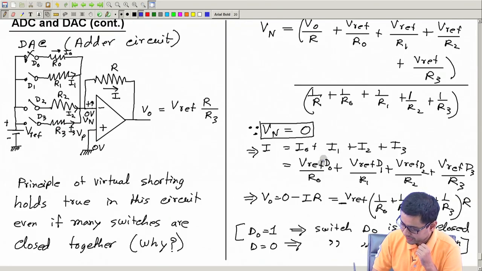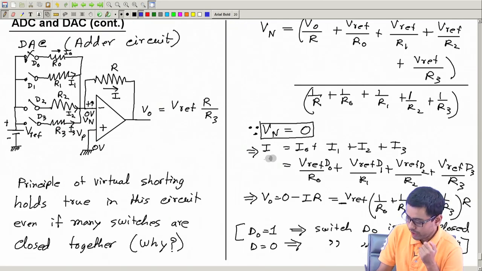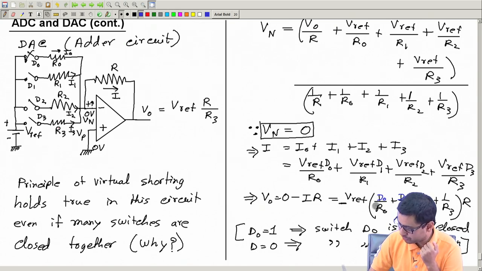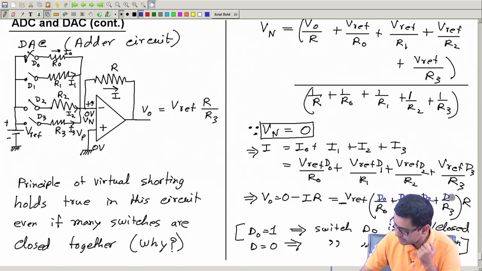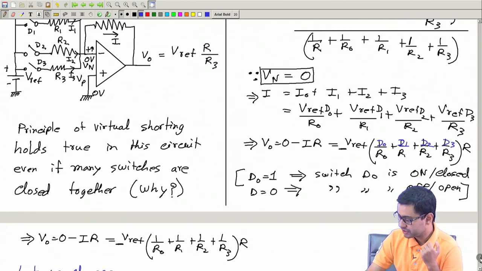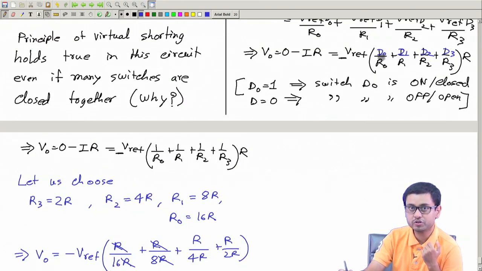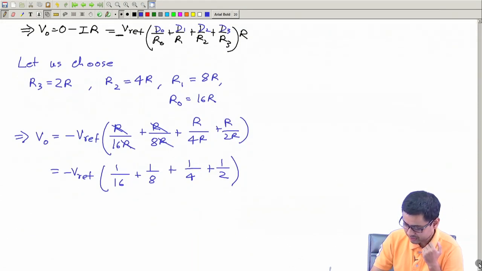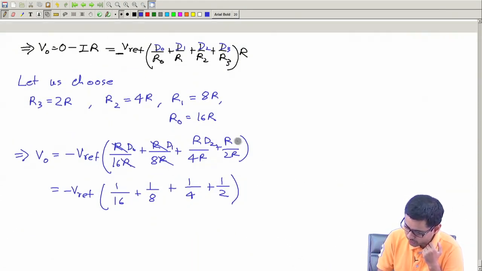The mistake is that when I multiplied D0, D1 etc. to actually indicate whether the currents I0, I1 flow or not, I should also write those variables here in the expression of the voltage: D0, D1, D2 and D3. D0 actually indicates whether the current I0 is flowing at all or not. So, I have to put these variables D0, D1, D2, D3. I forgot to put that. Let me put this again here: D0, D1, D2, D3.